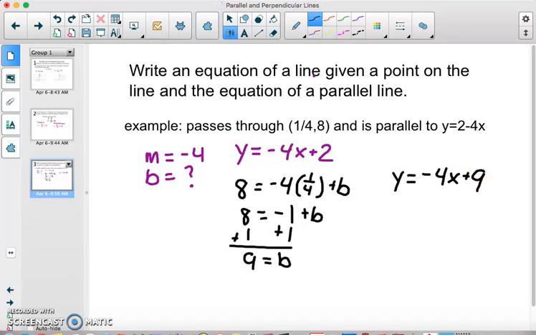And this equation represents the equation of a line that is parallel to this line and passes through the point 1/4 and 8.